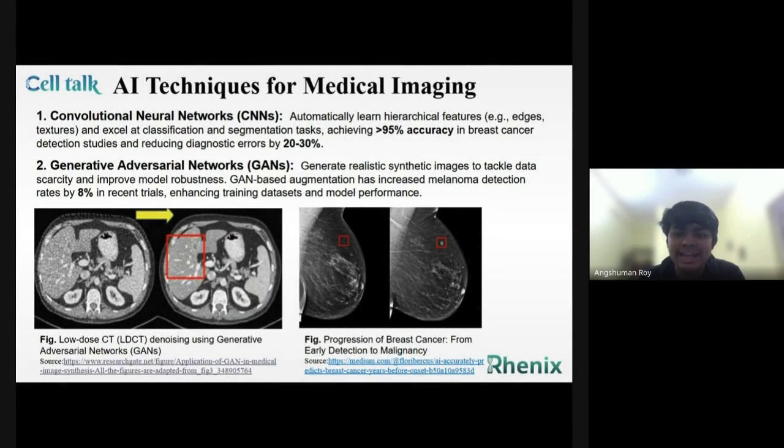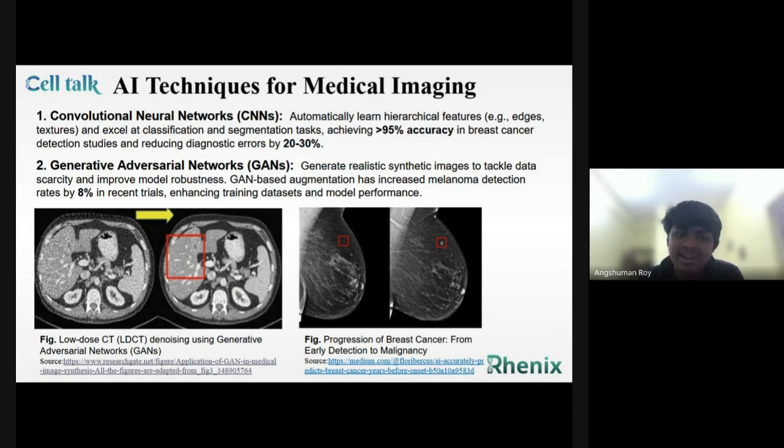Now let's explore the technical framework of AI-assisted image processing. At the core, several AI techniques are employed to analyze and interpret medical images effectively. First, let's start with convolutional neural networks. Convolutional neural networks dominated this domain for over 10 years. The biggest power of convolutional neural networks is to understand intricate patterns in a hierarchical manner.